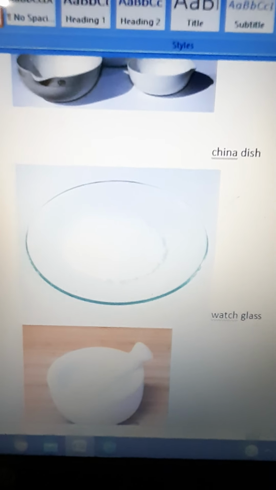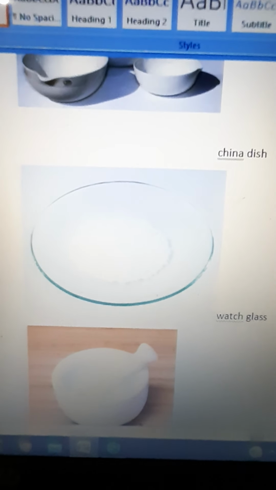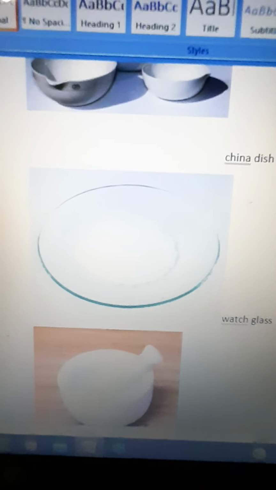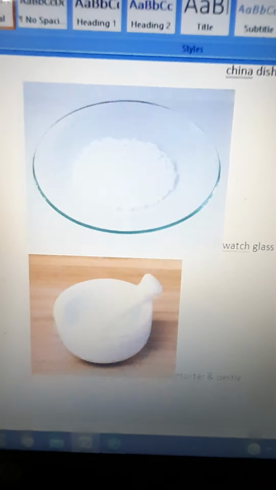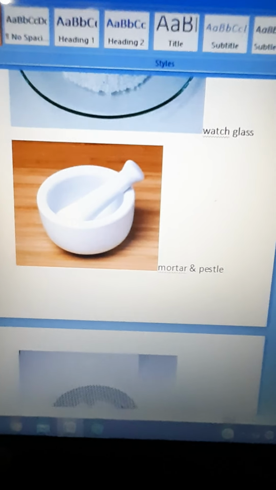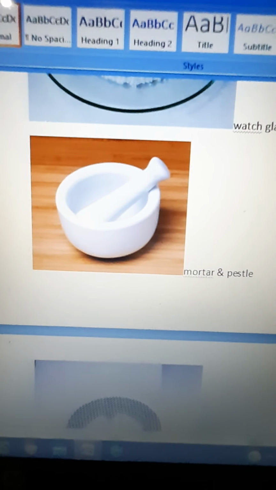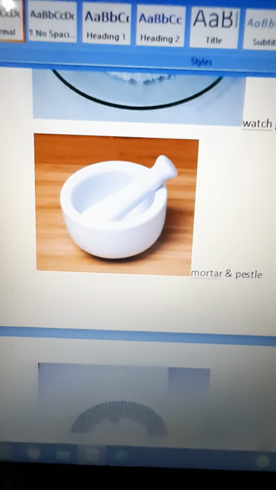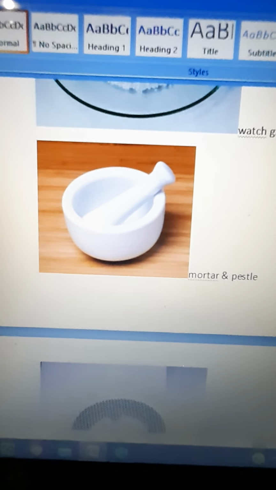The watch glass is used to observe the chemical reaction of small quantities of chemicals. Then mortar and pestle. Some of you might have these in your kitchens as well. It is just used to grind and crush the solid substances into a powder.